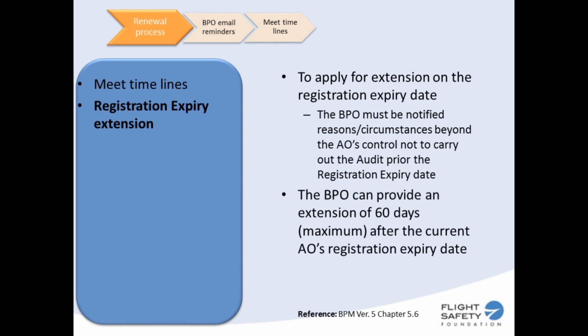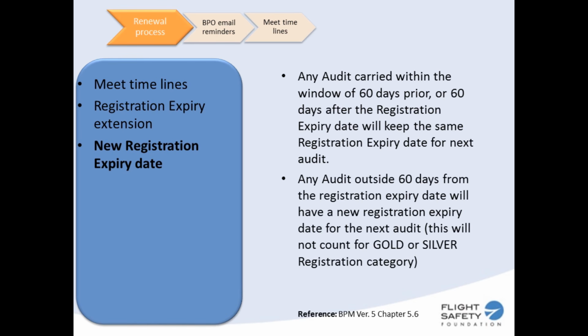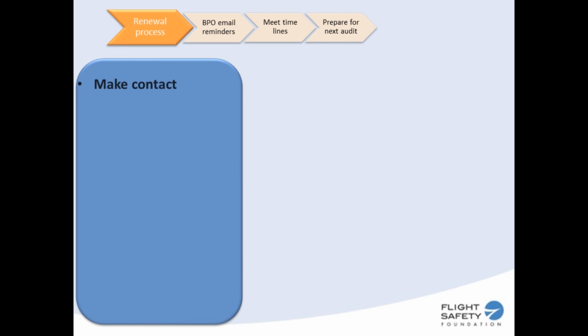If the aircraft operator cannot undergo an audit before the registration expiry date, they must contact the BARS Program Office outlining the extenuating circumstances and request an extension. Audits that are carried out within the 60-day window leading up to registration expiry, or 60 days after where an extension has been approved, will maintain the same registration anniversary date every year. Renewal audits carried outside the 60-day window will have a new registration anniversary date, and that audit will not count towards silver and gold recognition.